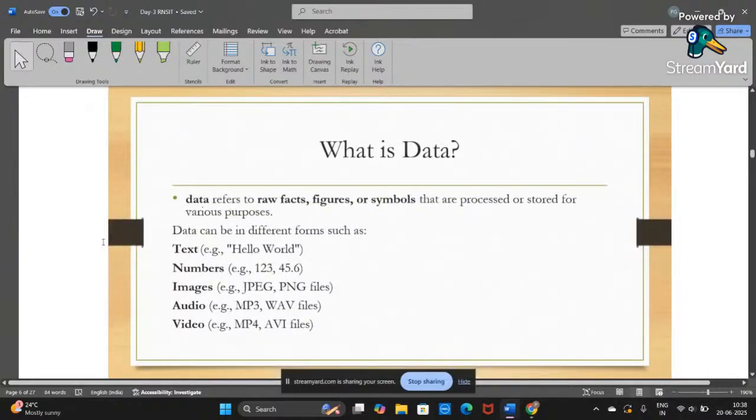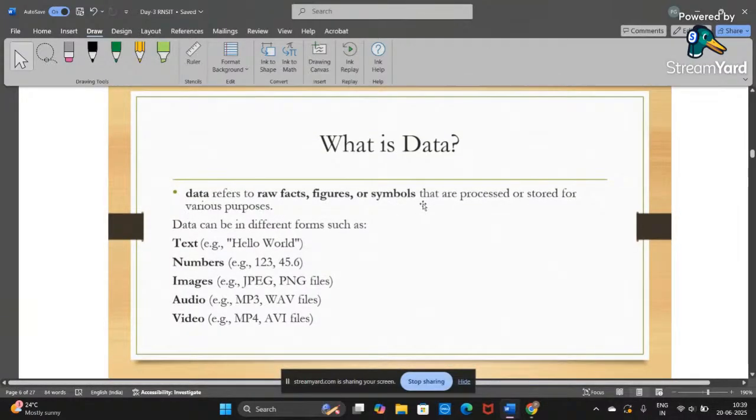Let's look into what is data. Data refers to raw facts, figures, or symbols. The data is processed or stored for various purposes. Data can be in different forms such as text. Data will be in raw fact form. Text, for example, hello world, this is data.